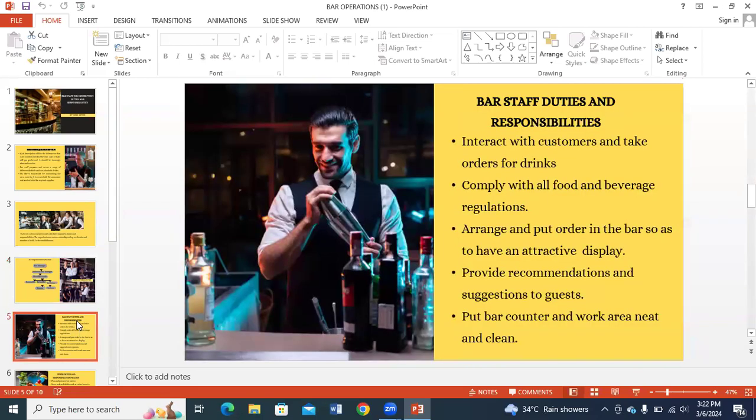So let us look at the bar staff and their duties. Can Naomi tell us one of their duties? Naomi, one of the duties of a bar staff?